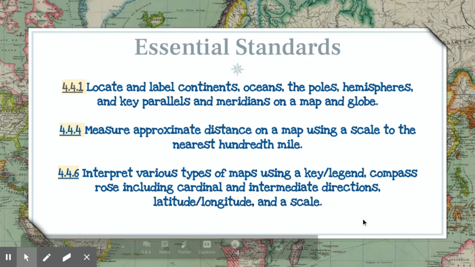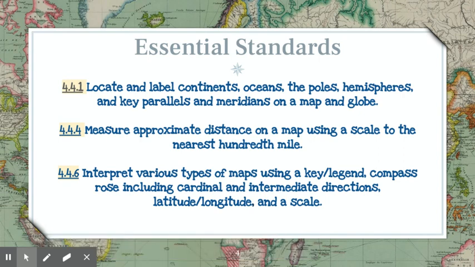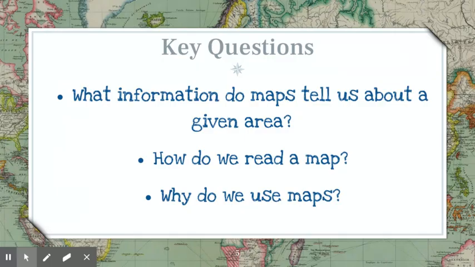Our standards: we're locating and labeling continents, oceans, and poles using key parallels and meridians on a map or globe. We're going to measure distances using a map scale. We're also going to interpret different types of maps using the map features like a key or a legend, a compass rose, cardinal and intermediate directions, and longitude, latitude, and a scale.